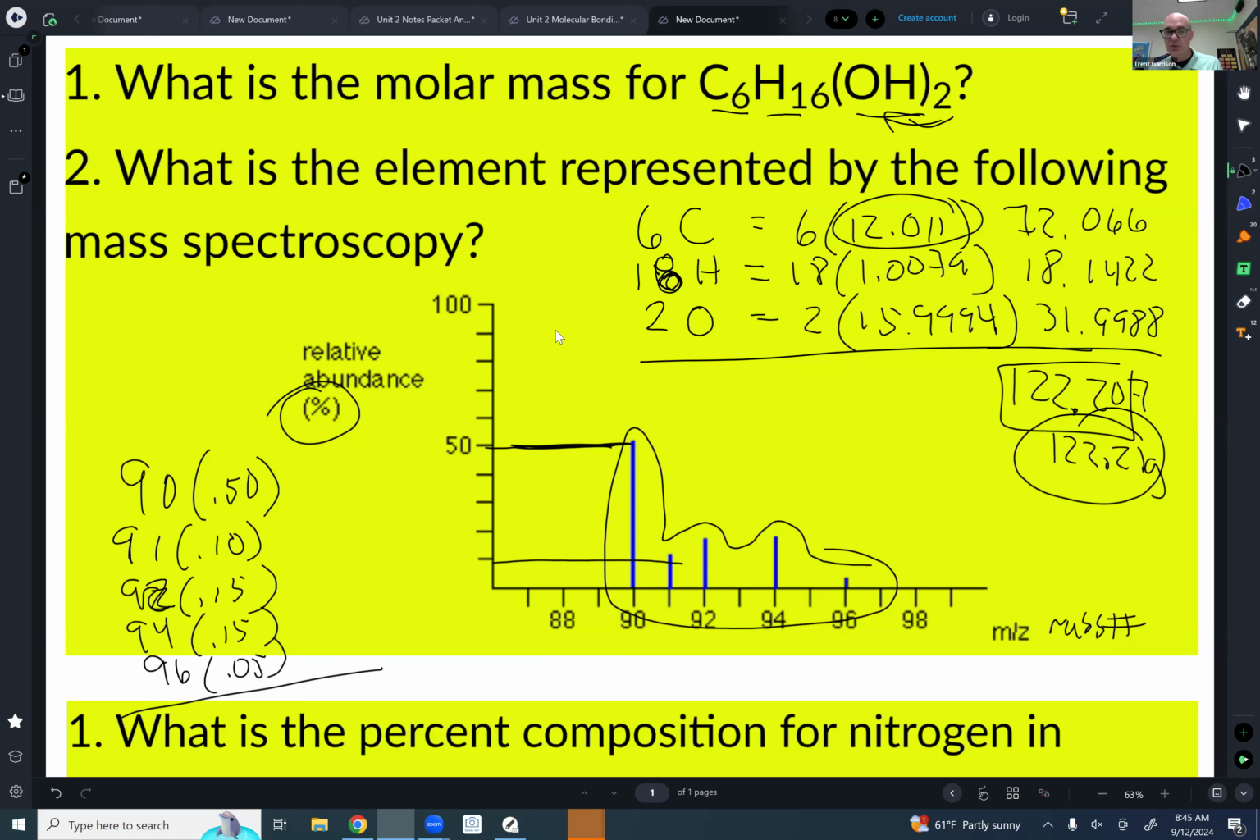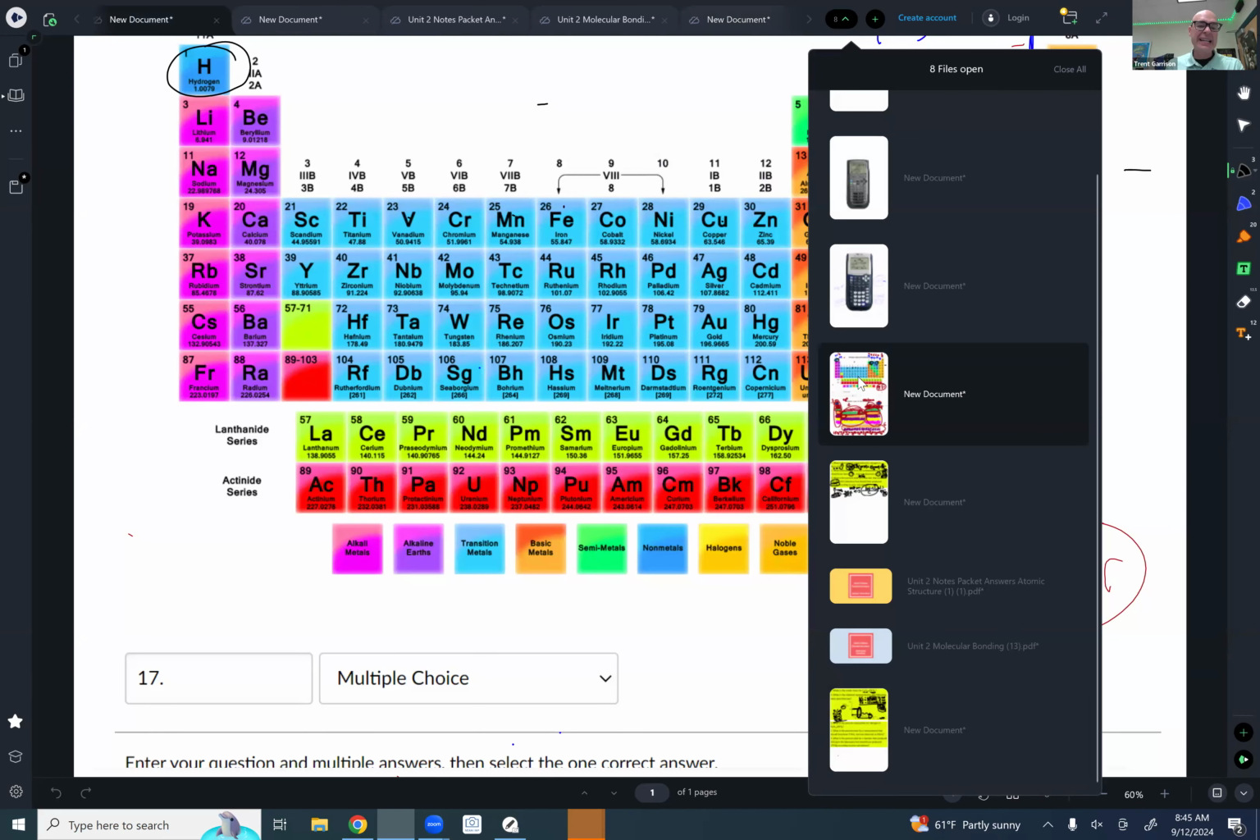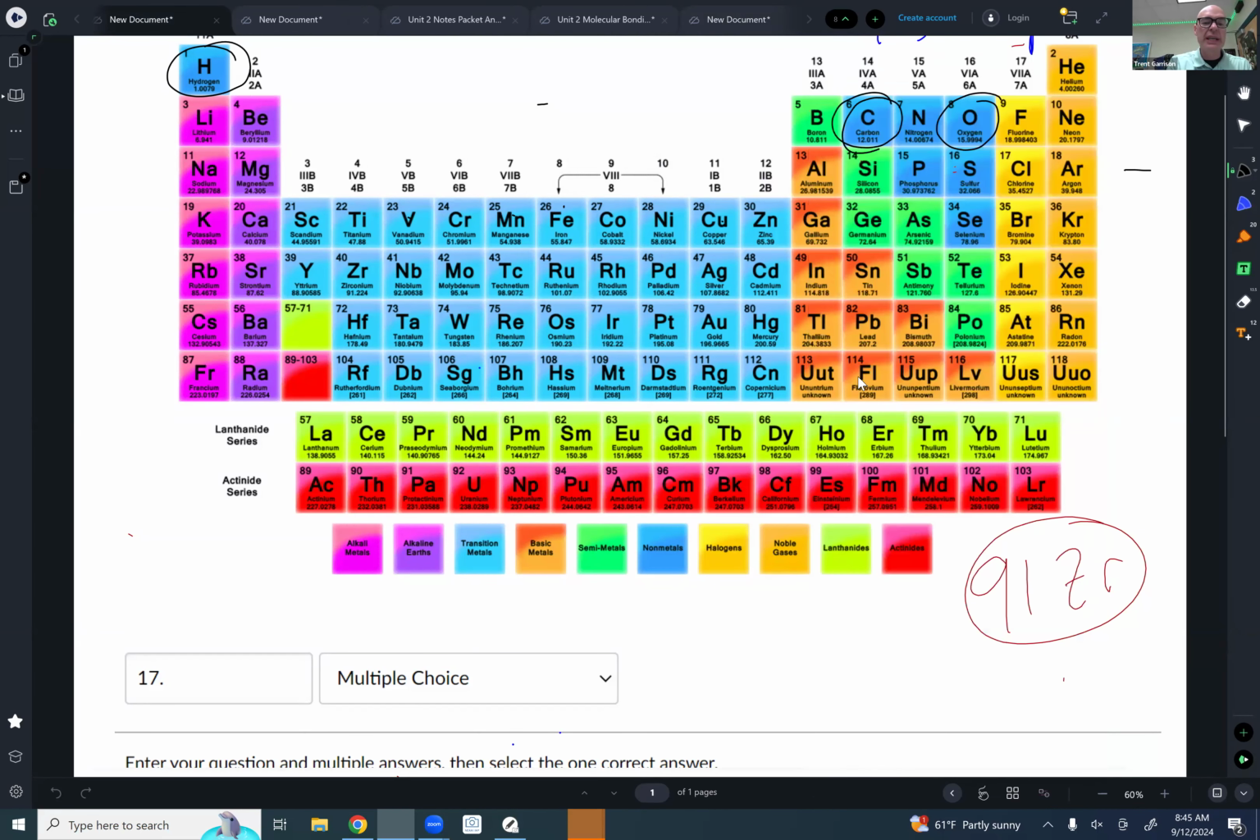The other thing we could do to make a quick estimate is we know that it's not anything less than 90. And we know it's not anything greater than 96. So let's go look at the periodic table so we can at least eliminate some of our choices. Between 90 and 96 means that we're looking at these elements right here: zirconium, niobium, and molybdenum. Now, many of you would guess 91, and that wouldn't be a bad choice. The actual answer is going to end up being niobium.